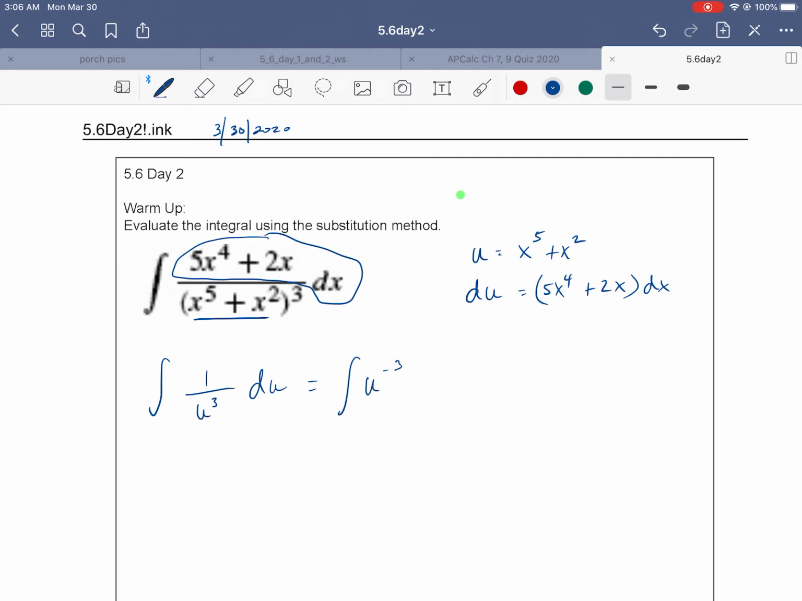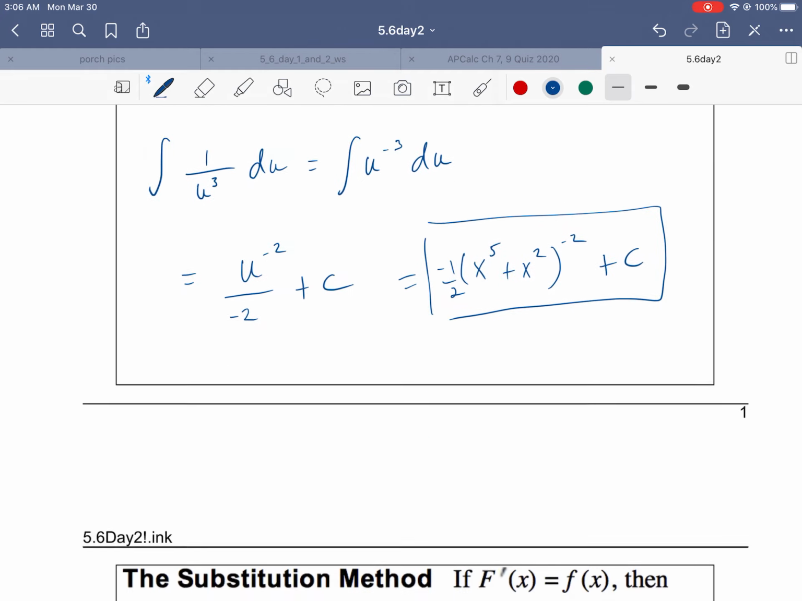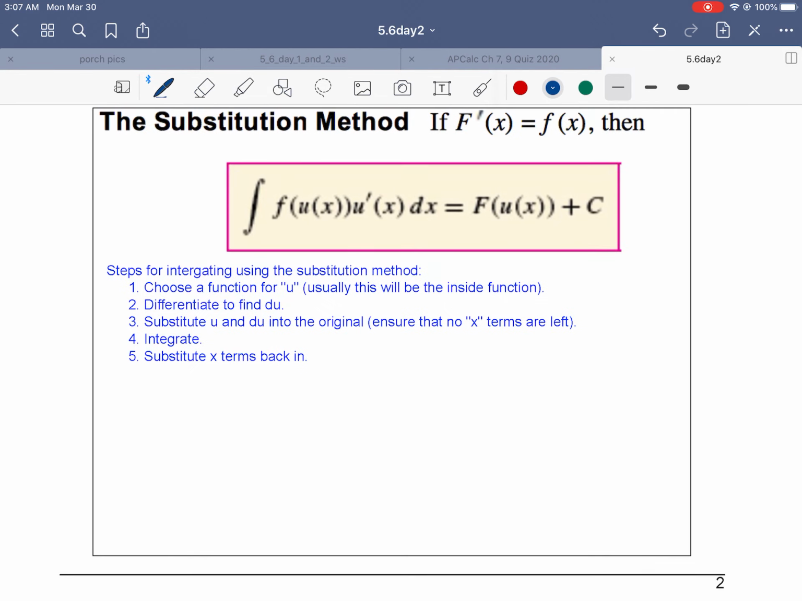You always have to rewrite exponents in the denominator to negative exponents, or radicals to rational exponents. Once you're here, now we can use reverse power rule. So u to the negative second divided by negative 2 plus c. Final step is just replace u. Okay? So that was an example where everything matched up perfectly.